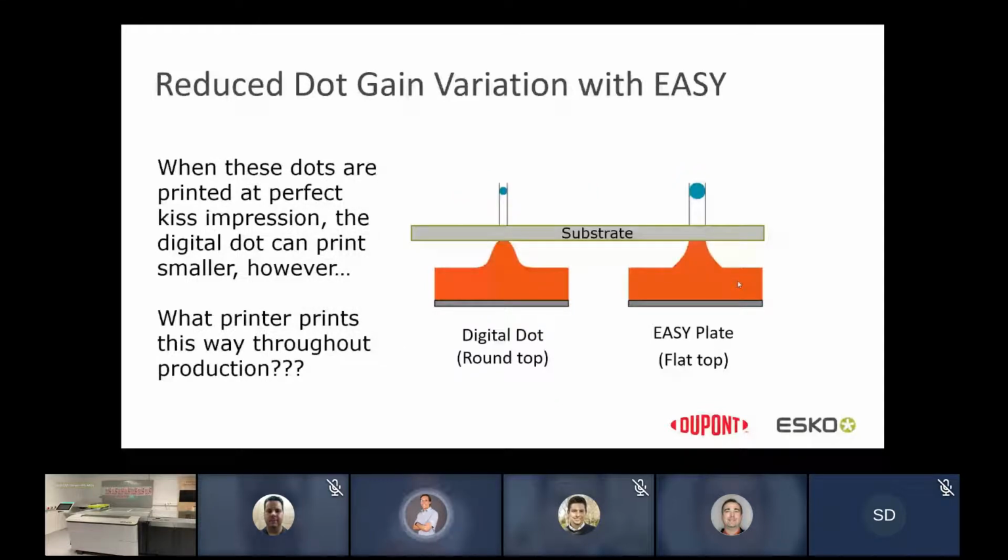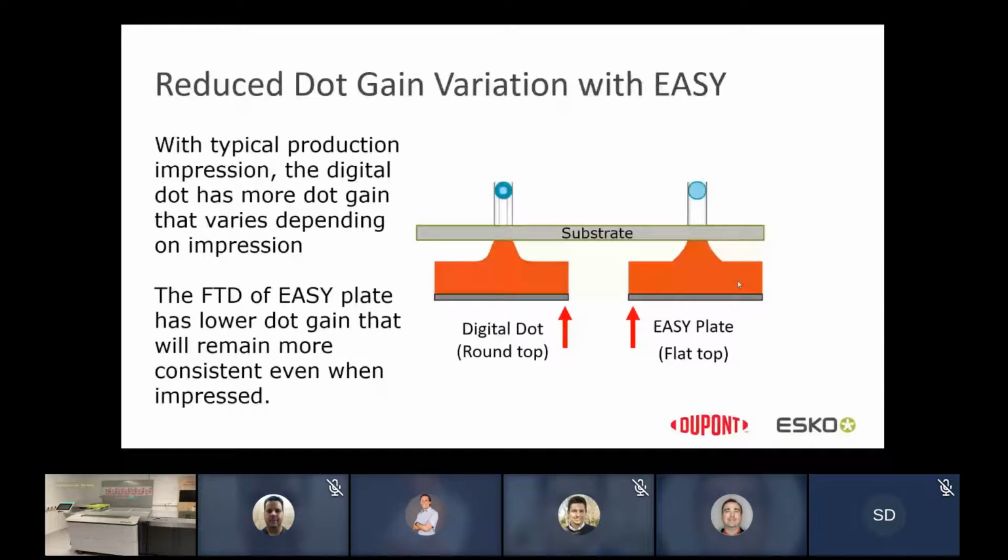So when you print these under perfect kiss impression in a perfect printing environment, you can see that the small tip of that round top dot actually can print smaller than a flat top dot if they're the same size. So a lot of narrow web printers that have really small presses, have really fine impression settings, have liked the digital dot because of this, because they can get really good kiss impression and print really tiny dots. But unfortunately, during production, this is not the way impression stays. Normally it goes in like this slide.